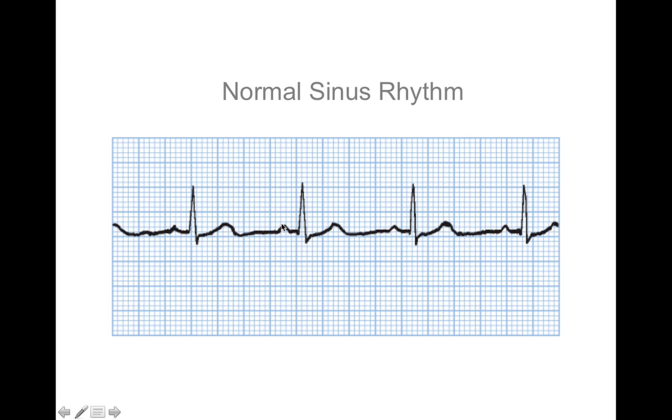So what does the P wave correlate with? Atrial depolarization. Nice. Atrial depolarization, right? Where does atrial repolarization occur? In the middle of the QRS. During QRS. And then what does a QRS wave represent? Ventricular depolarization. And then T? Ventricular repolarization. Good.